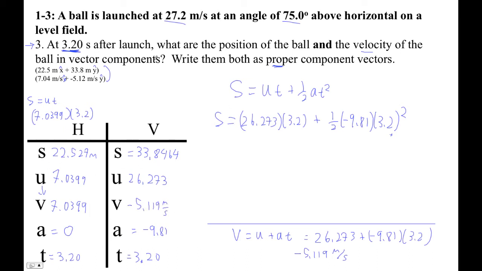Okay, now it says write them both as proper component vectors. If you notice, what we've got in our little horizontal vertical table, this is just X hat, this is just Y hat. Notice this is our component vector, but we just have to write it the right way. To 3 sig figs, 22.5 in the x direction, that's our horizontal position, and then 33.8 in the y direction. So there's our position vector.